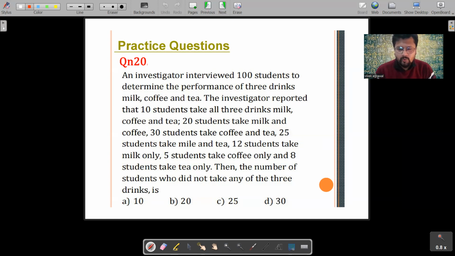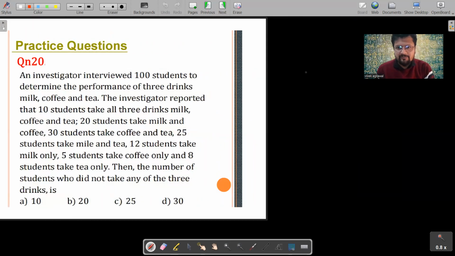Twenty. 20. Okay, Pratish. How did you solve this? Using Venn diagram, right? Yes, sir.